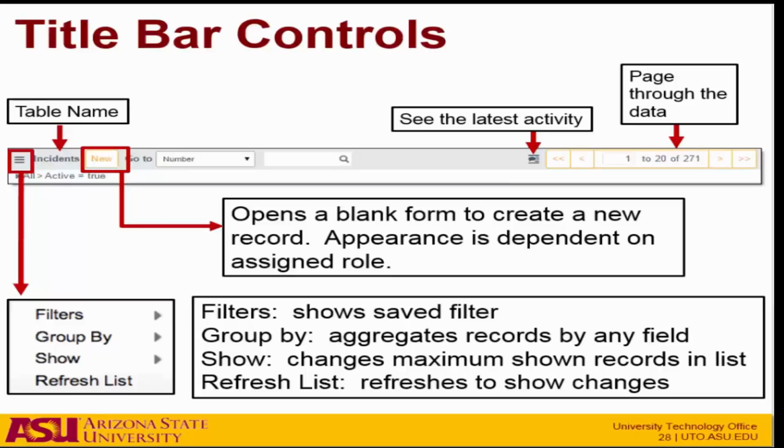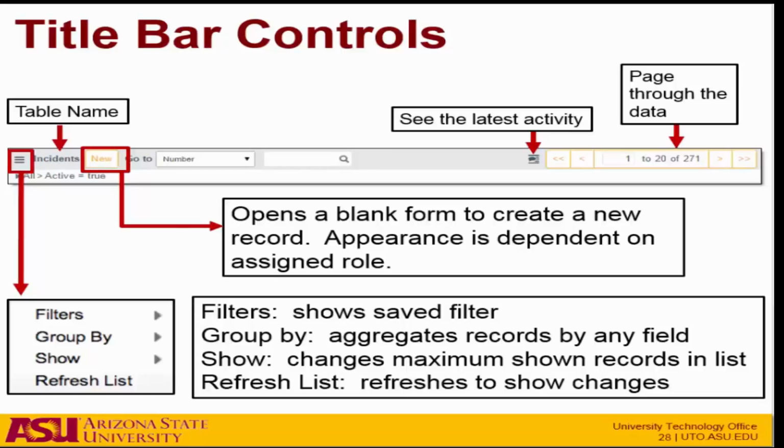If you look through the list and you don't see the record you're looking for, you can use the new button to create a new record, and that'll take you to a form. On the right-hand side, there's a button that will show you the latest activity for that particular data table, and you can also page through the list by using the controls at the far right of the title bar.